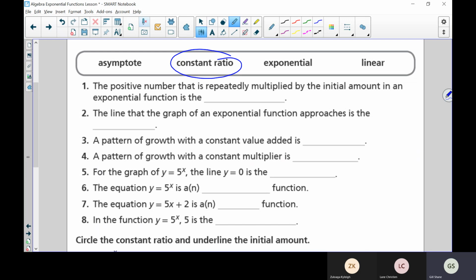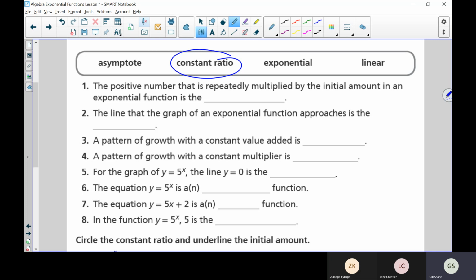All right, skipping ahead: a pattern of growth with a constant value added is what? Growth isn't the key word. You can have all kinds of growth. It can be a decrease. There's another key word though. Constant additional amount. Value added.